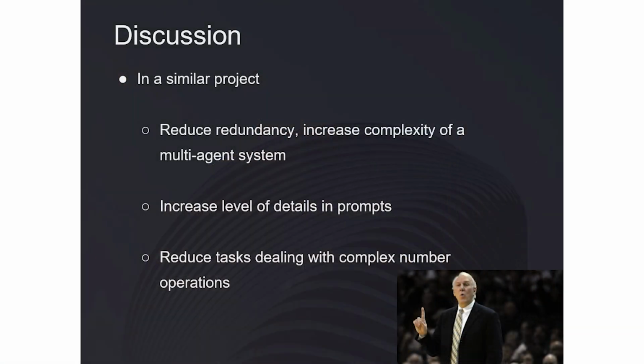First, we will explore the potential of the multi-agent system by reducing redundancy and increasing complexity. Second, we will also increase the level of detail in the prompts, since the strategies are too generic. Finally, we will reduce or pre-process complex number operations, since we find GPT can make mistakes in those operations.